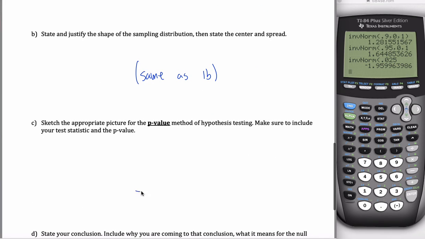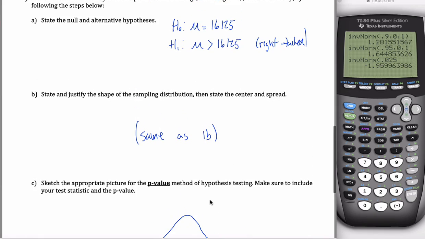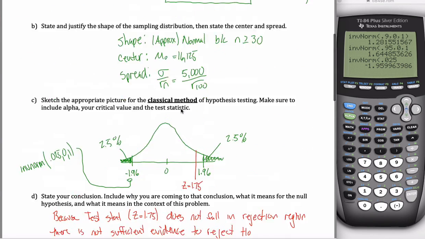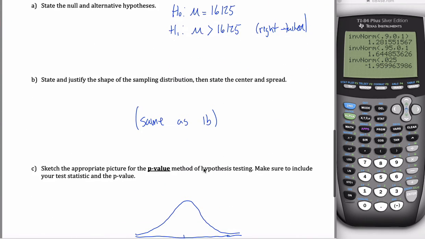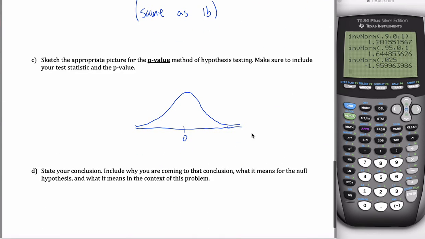And now I draw the picture. But when I'm drawing the p-value picture, it's going to look a little bit different. I mean, it always looks different because it's the p-value picture, but it's going to look especially different because it's a right-tailed test instead of a two-tailed test. I guess that's good enough. Still throwing 0 in the middle to represent the center, which is this 16,125 that I listed up here. But now I don't need a rejection region and a critical value.